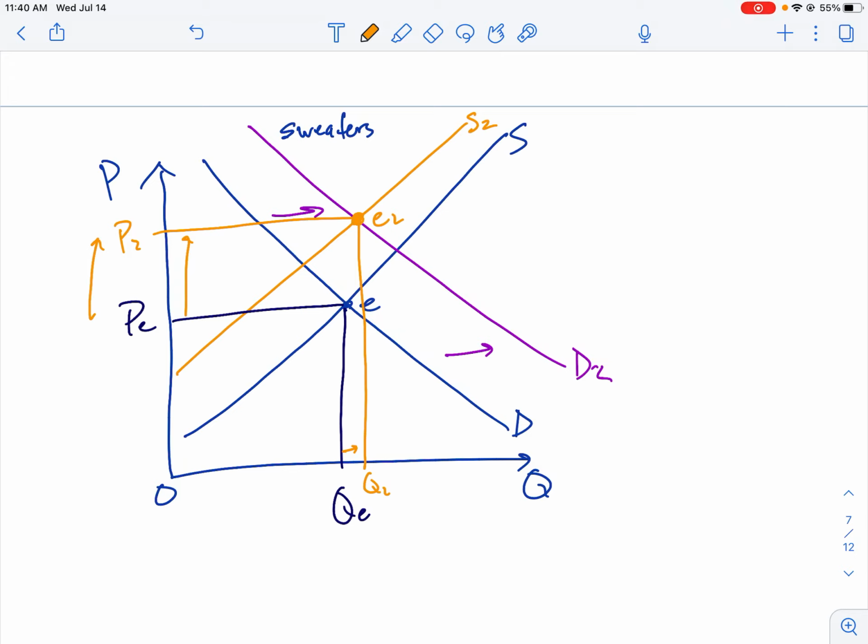Now, the way I drew it, there is a small increase in the overall equilibrium quantity, right? Q2 is a little bit bigger than before. But if the supply had decreased more, like if we had drawn this all the way back to here, then notice what would have happened. The price would have gone up, but the quantity would have gone down.